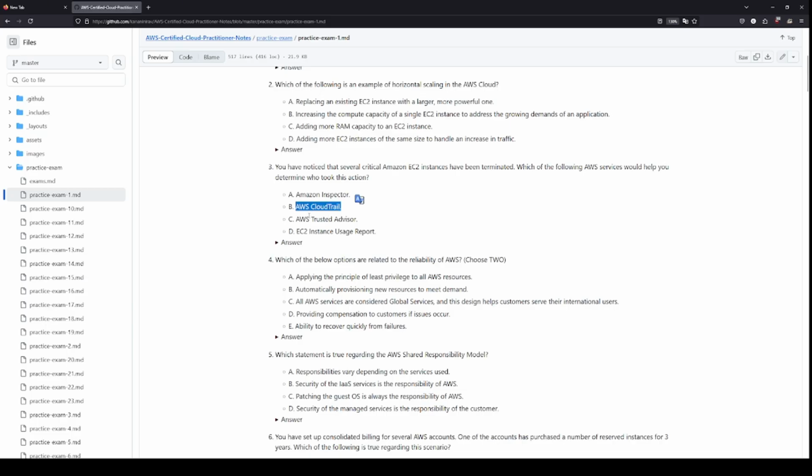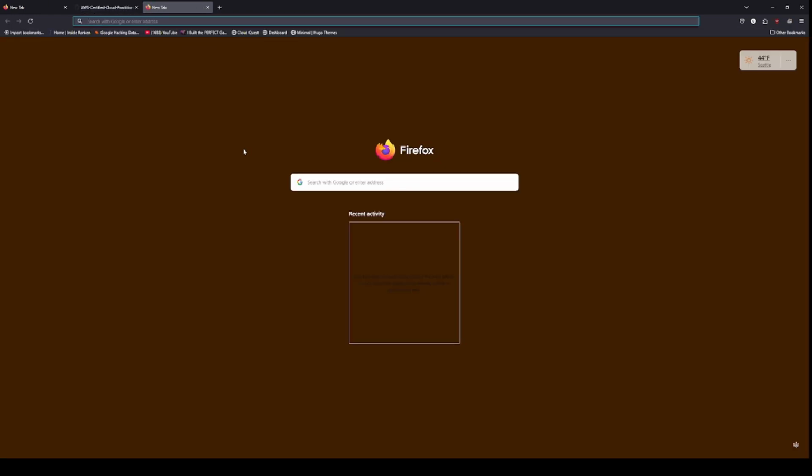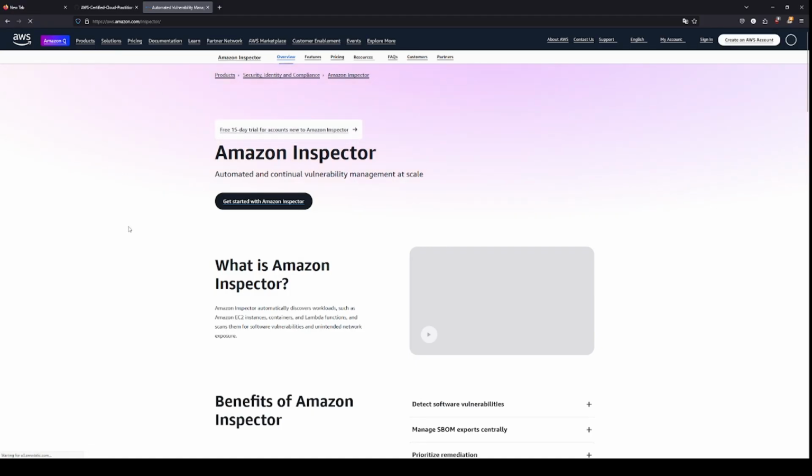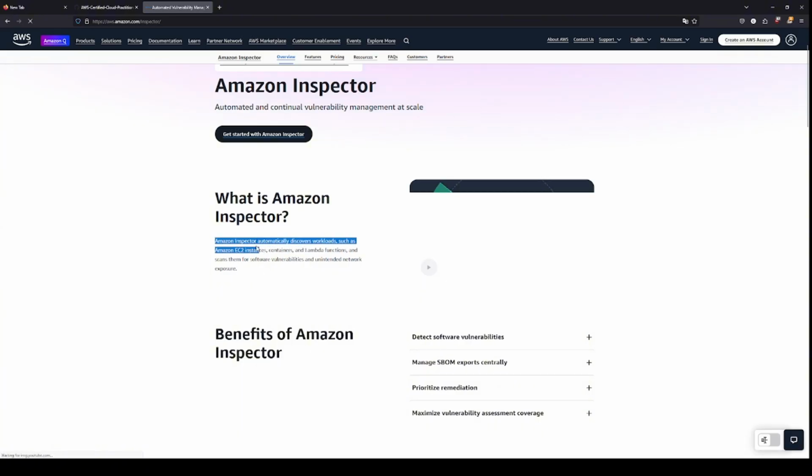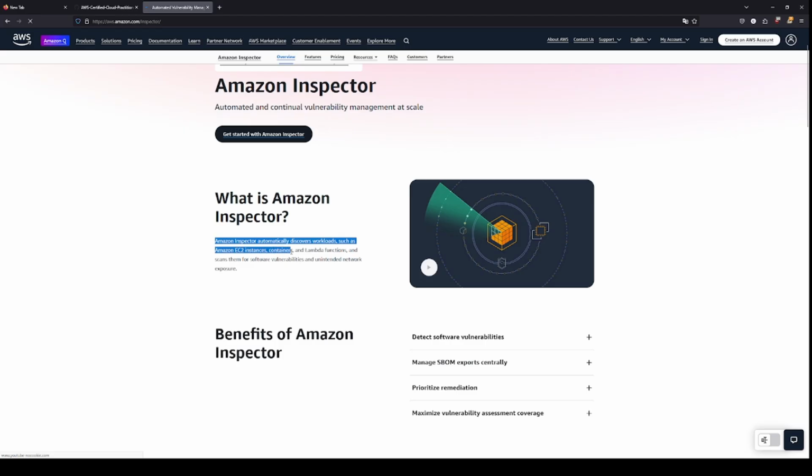So let's just remember this one, and let's go ahead and look up what Amazon Inspector is, and that will narrow it down for us. So just right off the bat, we can tell what this one's for. Amazon Inspector automatically discovers workloads such as Amazon EC2 instances, containers, and Lambda functions, and scans them for software vulnerabilities and unintended network exposure.